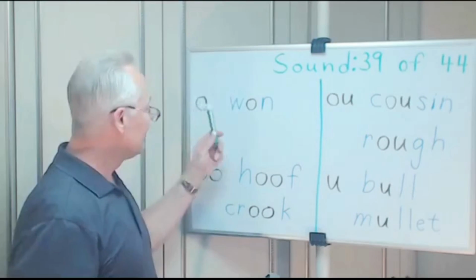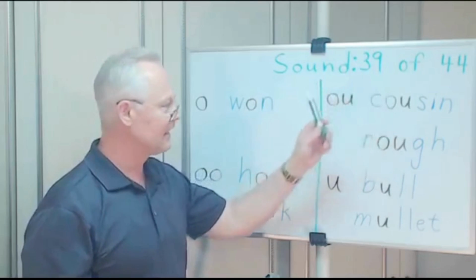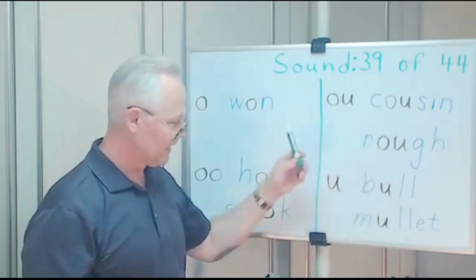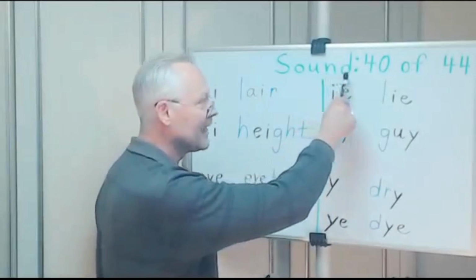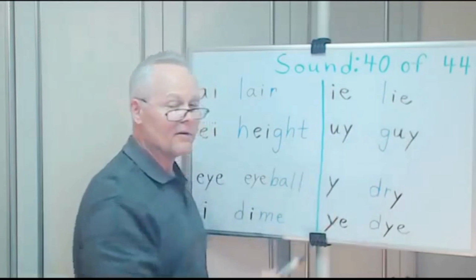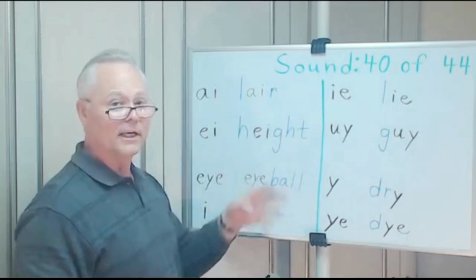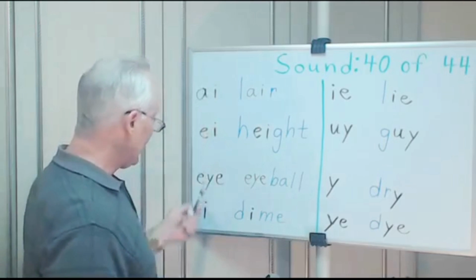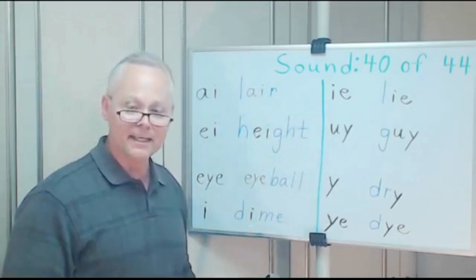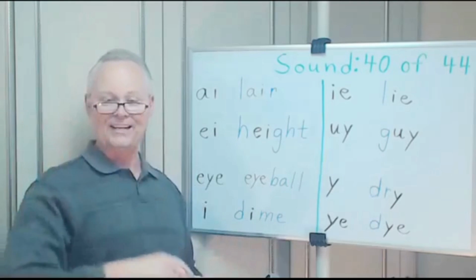Okay, we have hoof, crook, cousin, rough, bull, mullet. That's the end of this lesson. Now, sound 40 of the 44 sounds of American English. Number 40. That means there are only 4 more after this one. We have 8 letter and letter combinations to make up this sound. It's an easy sound, a simple sound.